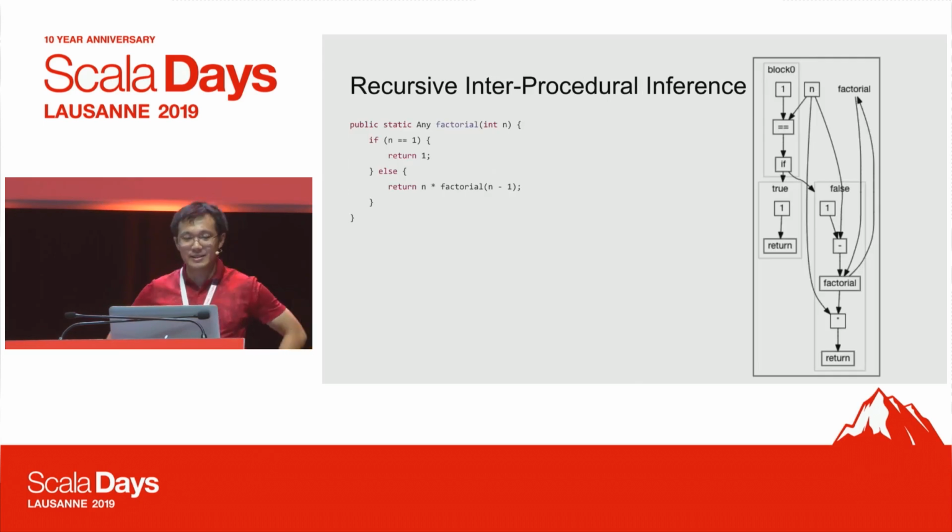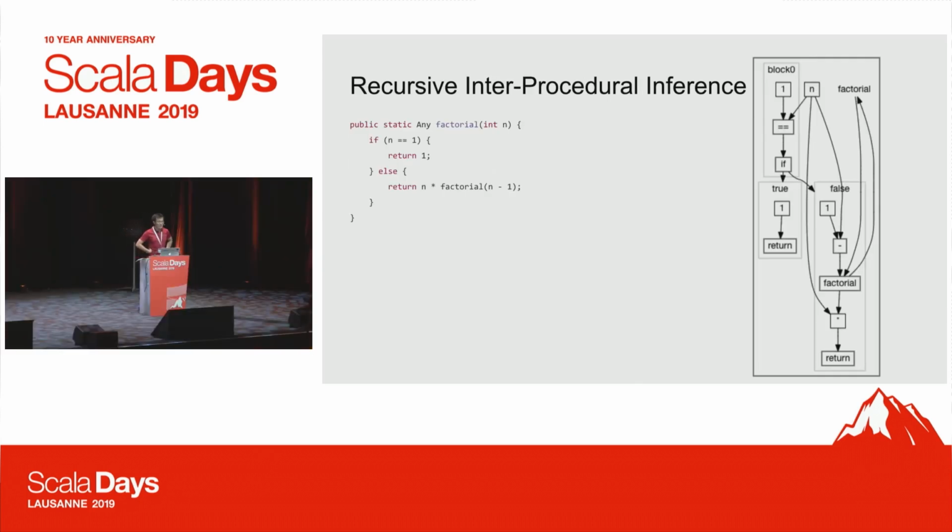So let's look at this. This is a pseudo-Java version of a factorial function. It takes an integer, and I just said it returns any. It's not real Java, but it's pseudo-Java. Let's just say the code does not know what this returns yet. We can see that this clearly returns an integer. But how do we analyze that in a programmatic fashion?